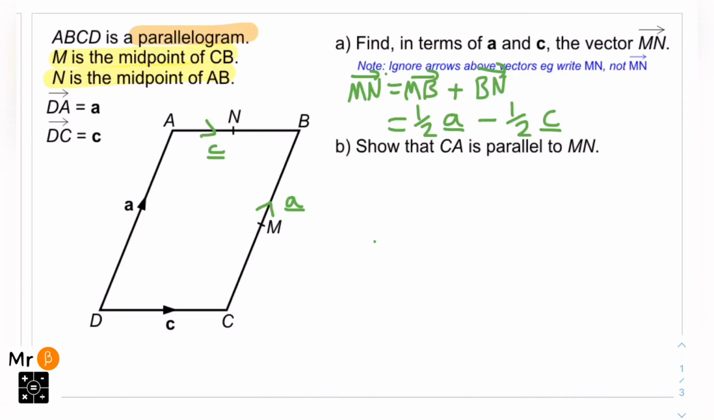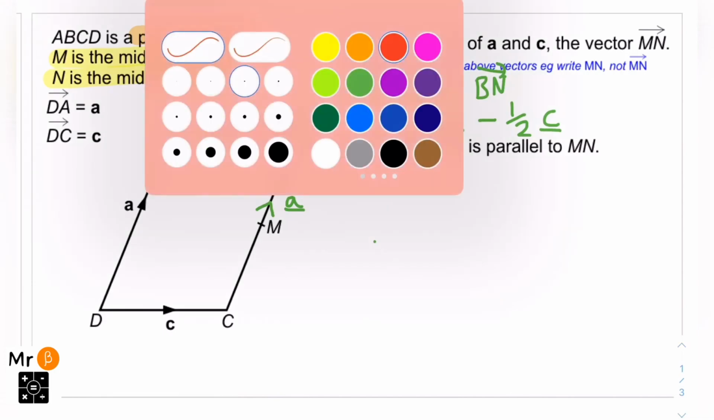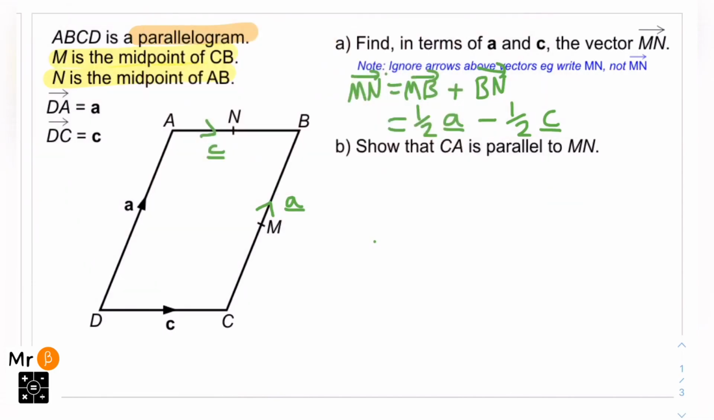Part B asks us to show that CA is parallel to MN. So, in order to show two lines are parallel, we first of all have to work out the vectors for both CA and MN. So, let's start with CA.